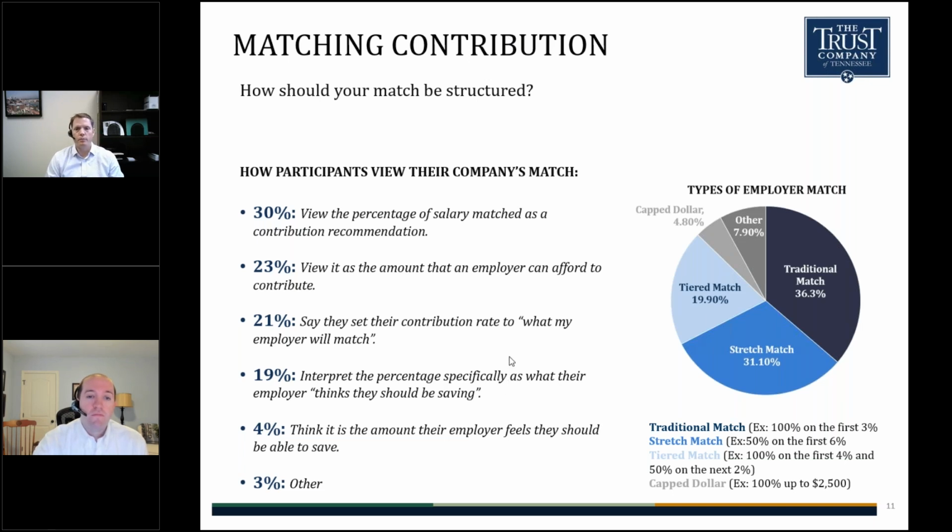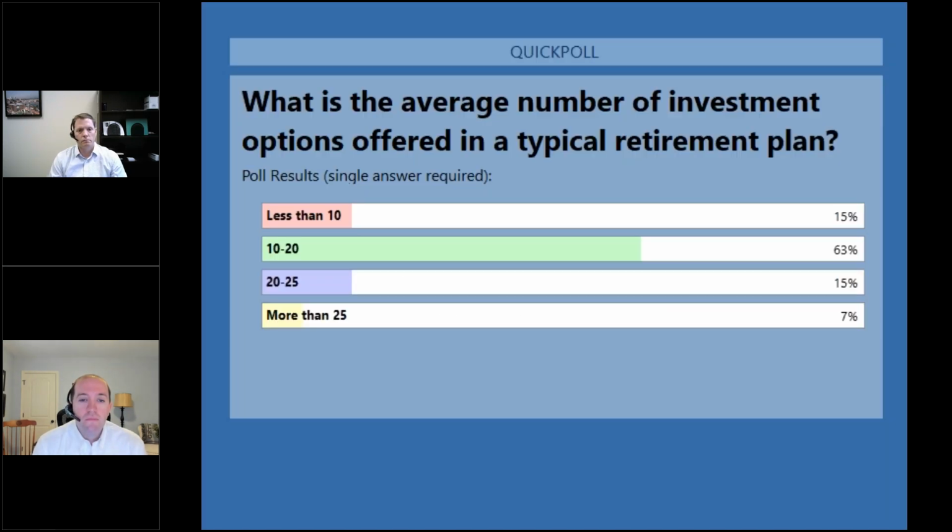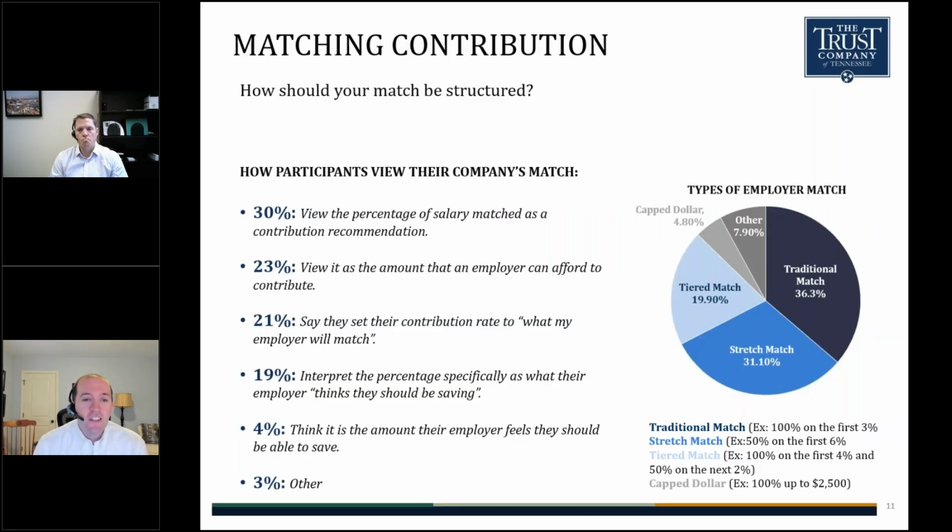Well, with that, let's jump into poll question number 3. What is the average number of investment options offered in a typical retirement plan? All right, so we got less than 10, between 10 and 20, between 20 and 25, or more than 25. All right, let's see what our answers are. Most people thought between 10 and 20. Looks like it was kind of split between less than 10 and then between 20 to 25, and just a few people said more than 25. So really pleased to see a lot of people didn't say more than 25.